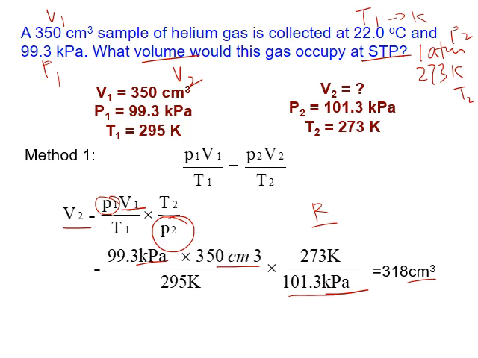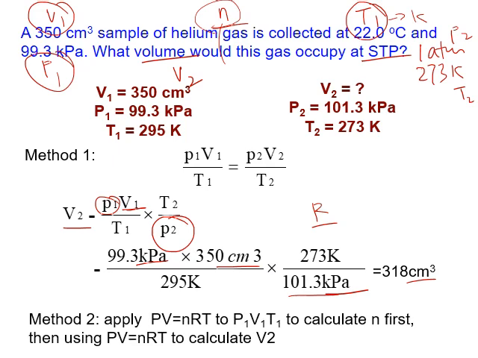Now, if we don't have the combined gas law, then we can use V1, P1, T1, so 3 variables, to calculate the fourth one, that's the number of moles in state 1. And because the number of moles doesn't change, we apply it to state 2, so we use the ideal gas law twice. First, use the ideal gas law to calculate the number of moles, and then use the ideal gas law to calculate V2.